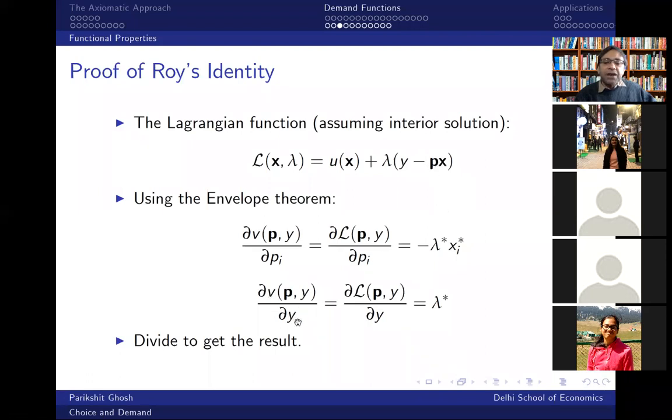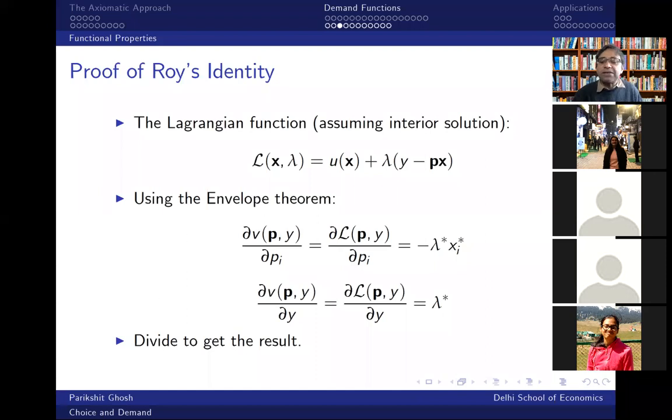And if I differentiate with respect to y income, I just get the lambda coming from here, right? So now if I take the ratios of these two, the lambdas cancel out and I'm left with minus xi. And that's what gives us Roy's identity, right? It's a straightforward two-liner application of the envelope theorem.